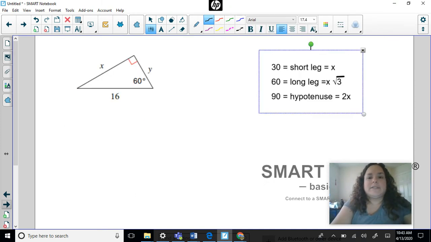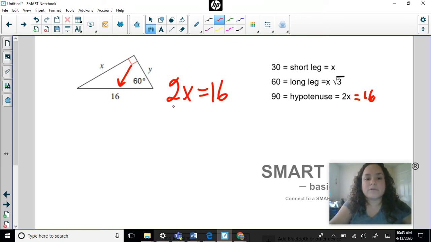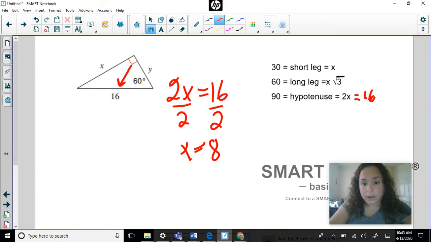Okay, here is a different example. This time, they've given us the value of the hypotenuse, and I know that because it's directly across from the 90-degree angle. So in our ratios, that means we have the value that is equal to 2x. So we're going to have 2x equal to 16. This looks like an equation, right? So we're going to solve 2x equal to 16. We divide both sides by 2, and we get the value of 8.